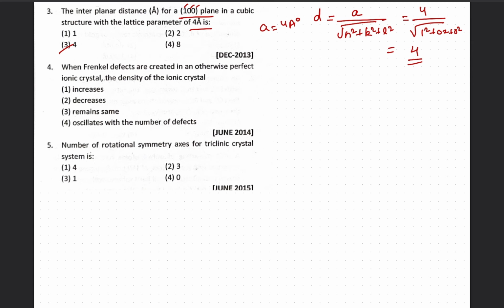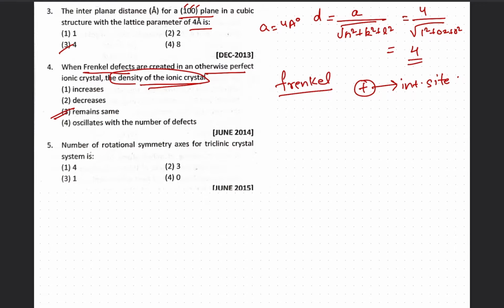Now fourth, this is a theoretical question. When Frenkel defects are created in an otherwise perfect ionic crystal, the density of the ionic crystal. See, in the Frenkel defect, what happens, a cation will leave its original position and it will move to the interstitial sites. It has left some position and came to the other position, so the overall density will remain the same, right? So the correct answer is 3.